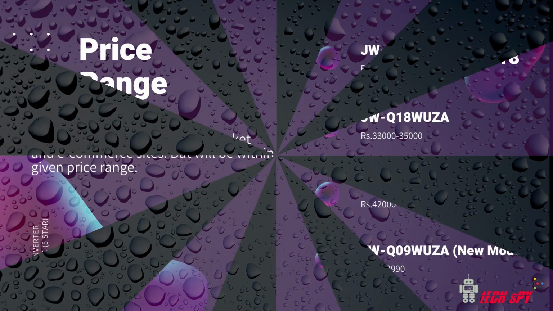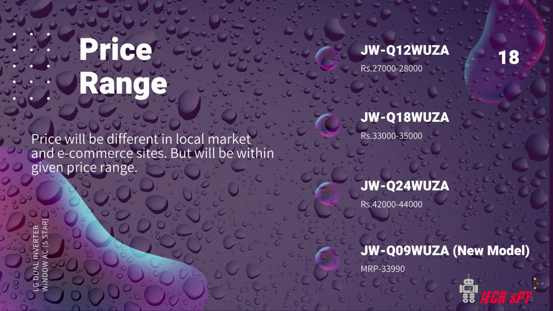So friends, next we talk about the price range of these four variants. Price will be different in the local market and e-commerce sites, but will be within the given price range. The basic variant 1 ton, JWQ12WUZA, will come in the market around 27 to 28,000. Next, the 1.5 ton variant, JWQ18WUZA, will come around 33,000 to 35,000.